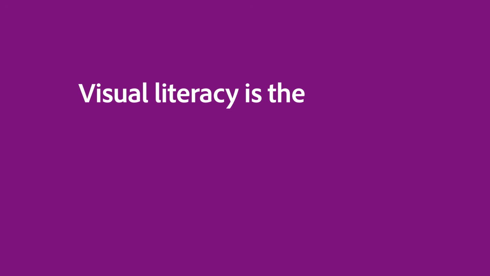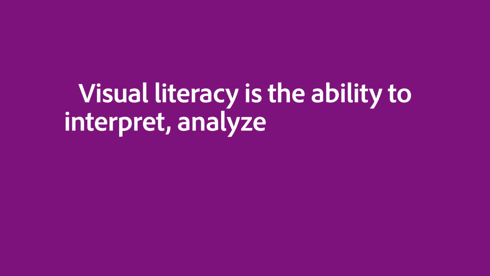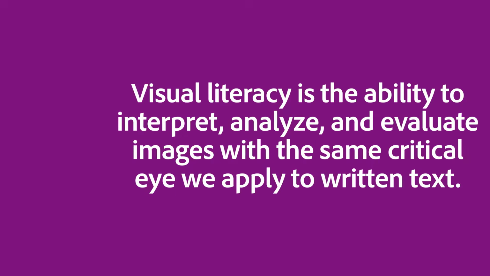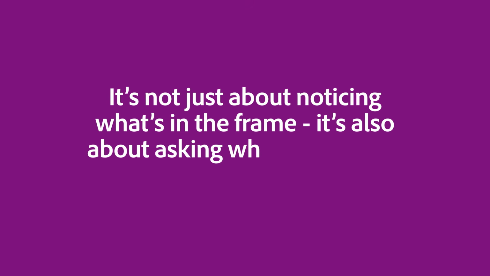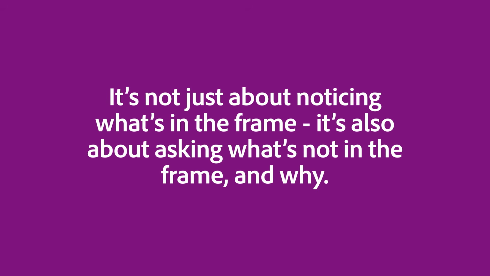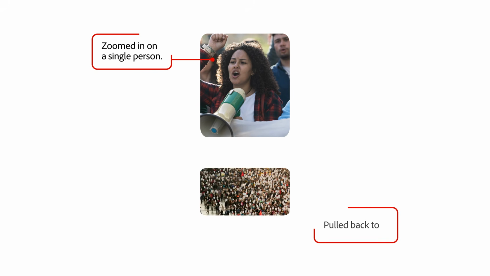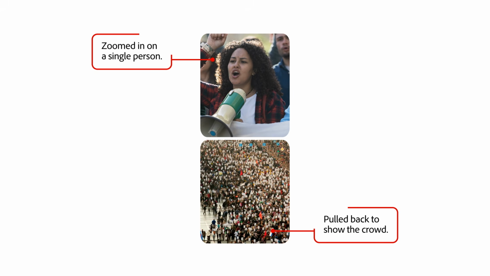Visual literacy is the ability to interpret, analyze, and evaluate images with the same critical eye we apply to written text. It's not just about noticing what's in the frame, it's also about asking what's not in the frame and why. Think about a photo of a protest. Is it zoomed in to show a single person, or pulled back to show the crowd? Is it taken during a moment of tension or calm? Every choice, angle, lighting, timing, shapes the story the image tells.